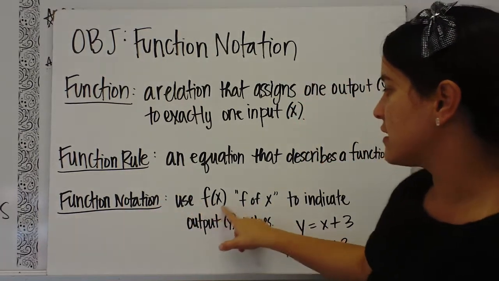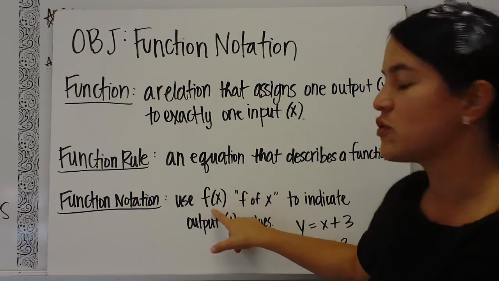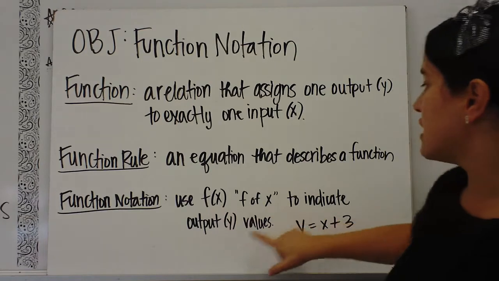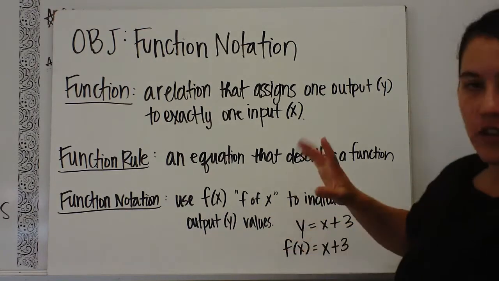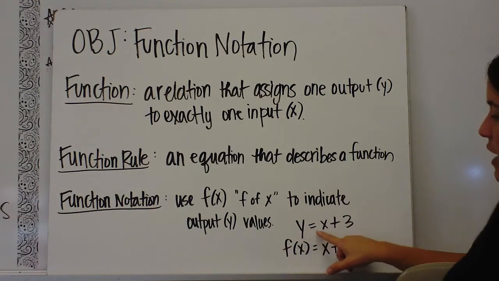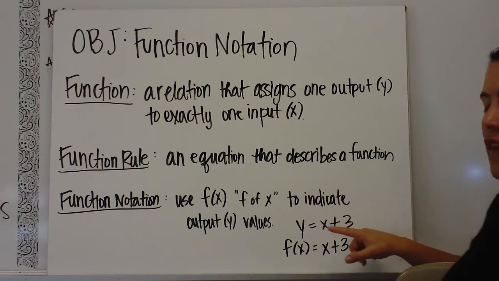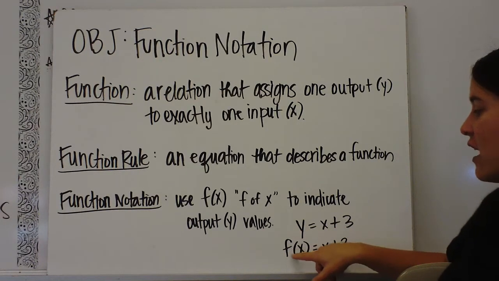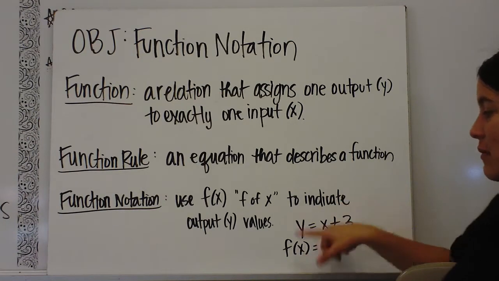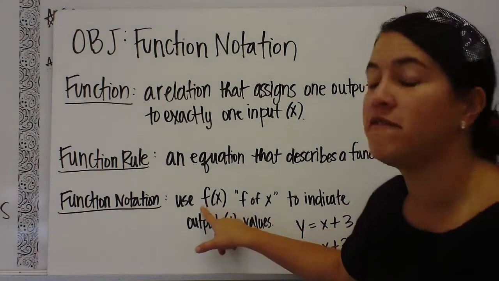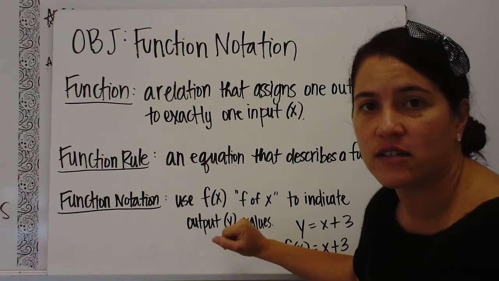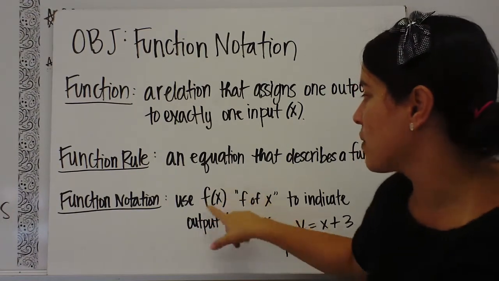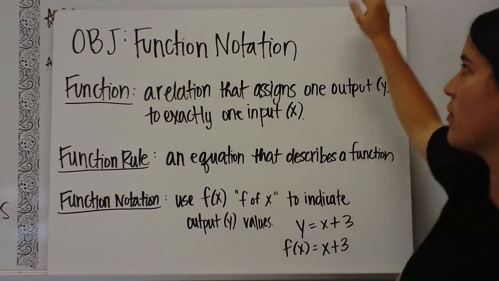Use f parentheses x, which we read as f of x. Use f of x to indicate the output values. So as an example, you would see an equation y equals x plus 3. Function notation would replace the y with f of x. f of x equals x plus 3. It's the same thing. What this is saying is this is a function of x, a function with the variable x as your input, and this replaces the y. So we're going to practice.